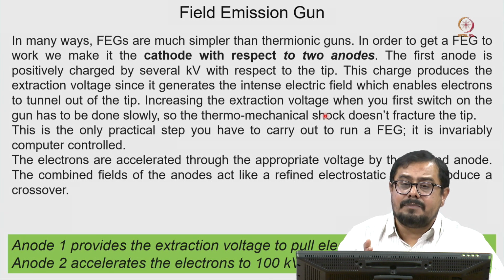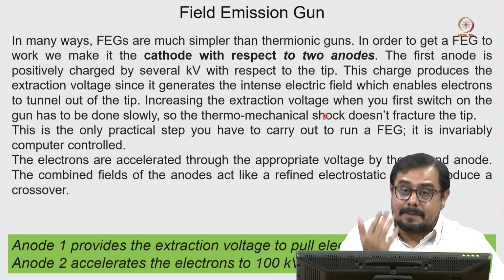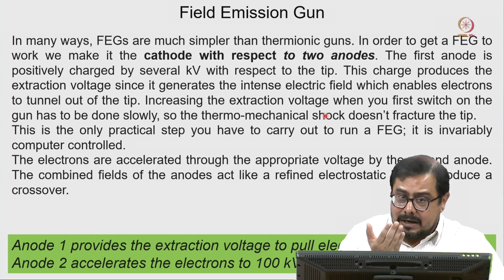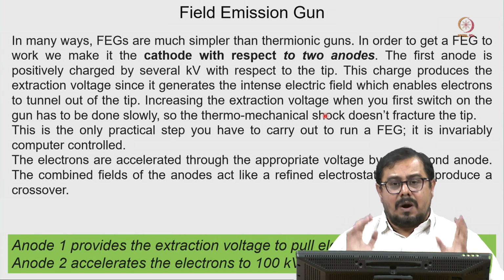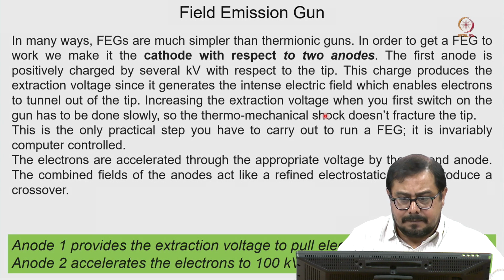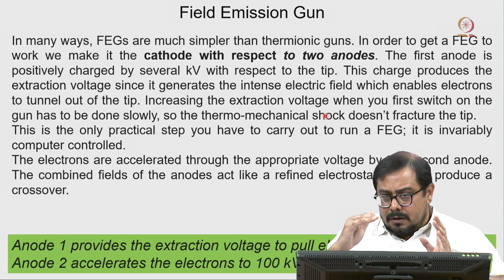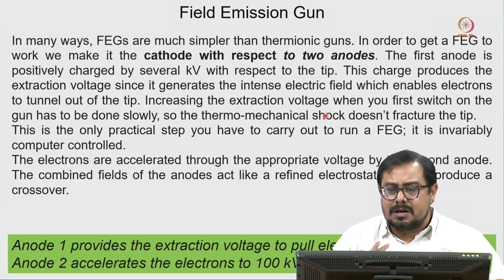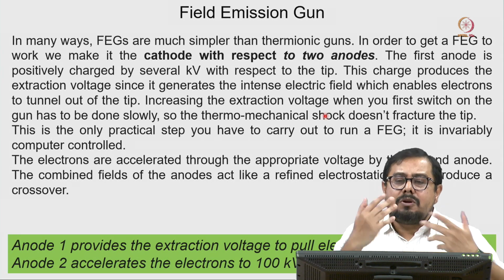Now, there is another thermionic emission source, the LaB6 filament. The LaB6 filament is called lanthanum hexaboride. It is a crystal, and its work function is much lower than any other filament. We will discuss that LaB6 filament and the XFEG also.